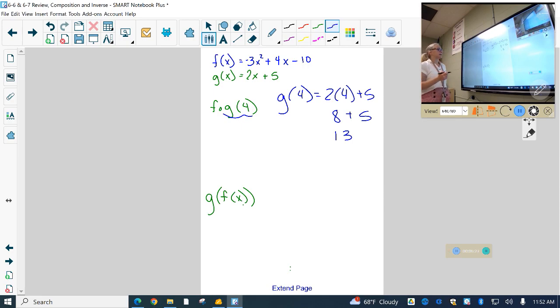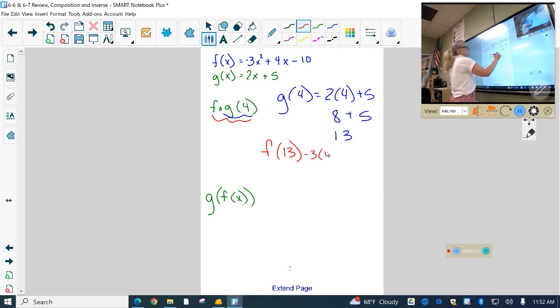Since g of 4 is 13, we're now going to take our 13 and plug it in for f. So it's f of 13, since that's our second one. f of 13 gives me negative 3 times 13 squared plus 4 times 13 minus 10. So we have to square 13, which gives me, I believe, 169. And then this one is 52 minus 10. I'll have to check my math here in a minute.